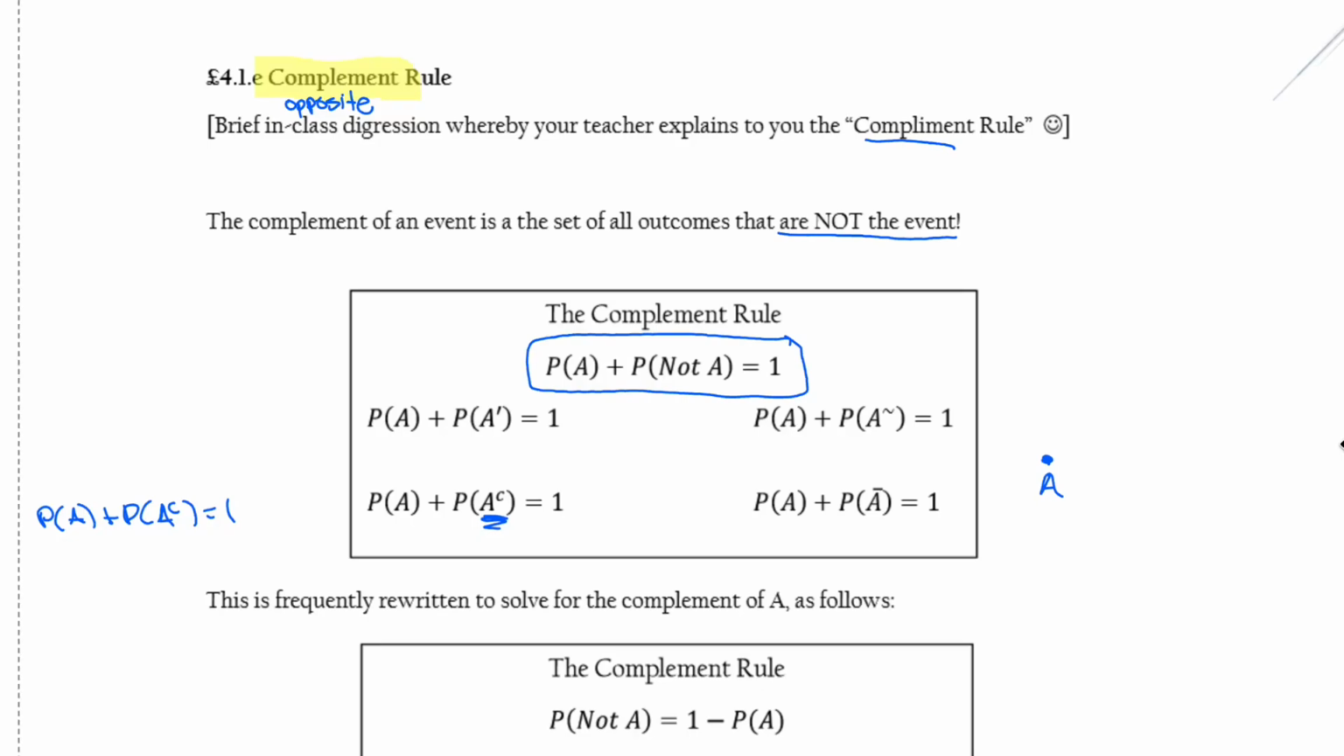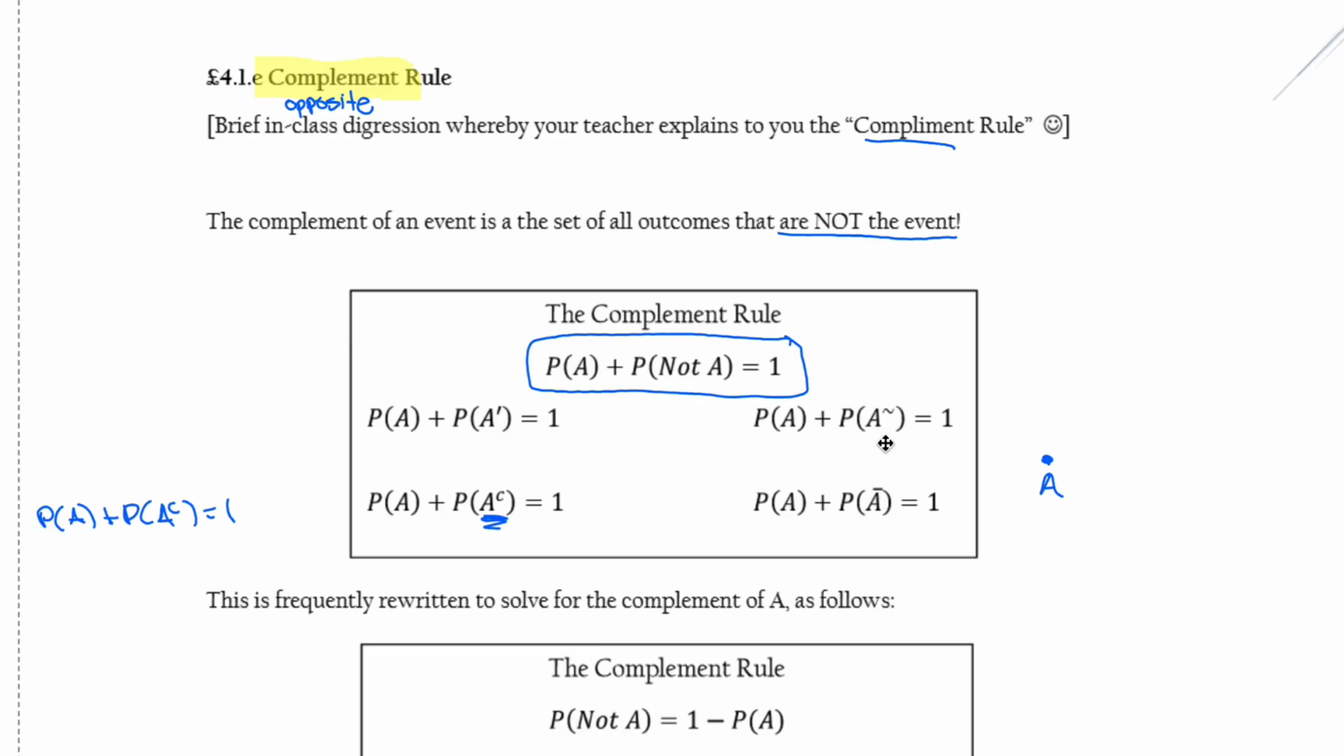Welcome to this video. In here we're going to talk about tree diagrams and the complement rule. The complement of an event is the set of all outcomes that are not the event. So for example, if you've been asked to find the probability of A, you can use 1 minus the probability of not A to find the probability of A. And the opposite of that calculation, the probability of A plus the probability of not A should equal 1.